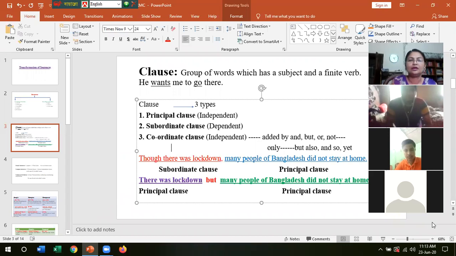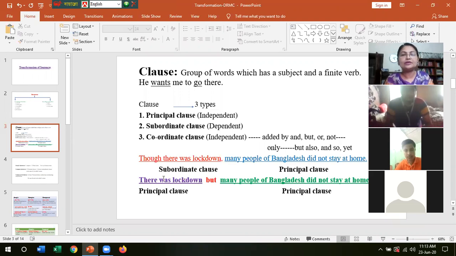And this clause, the red colored clause, is called the subordinate clause because it depends on the other clause. Without depending on the other, this clause cannot express its meaning fully. So though there was lockdown is the subordinate clause, and many people of Bangladesh did not stay at home is the principal clause.